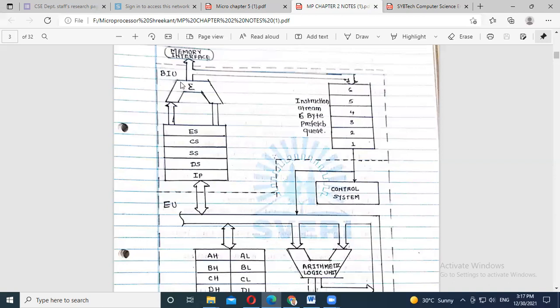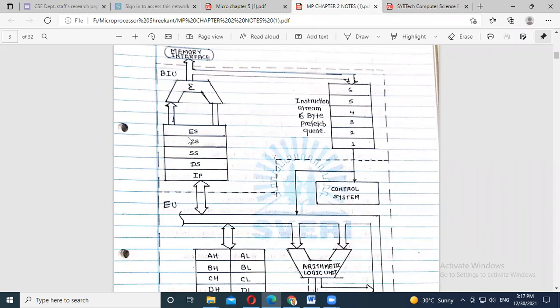The first one we have to say is the bus interface unit, and the second portion, this is the dotted line. This dotted line divides it into two main parts. The upper part is the bus interface unit, BIU, and the second one is the execution unit, EU. EU means the execution unit.